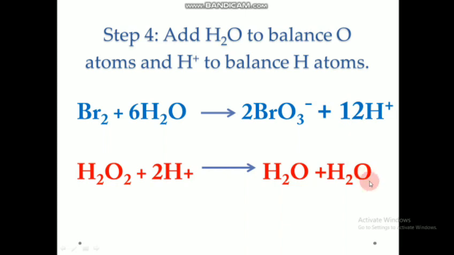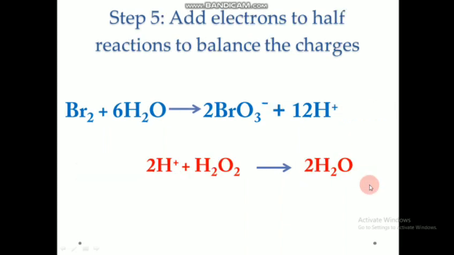And now moving on to the next step, where we need to balance the electrons or the charges. On this side and this side we need to count the number of charges. Here we don't have any charge at all. But here, if you see, a negative charge is there. Two negative charges are there in BrO3 minus. So two BrO3 are there, 2 into a negative charge.